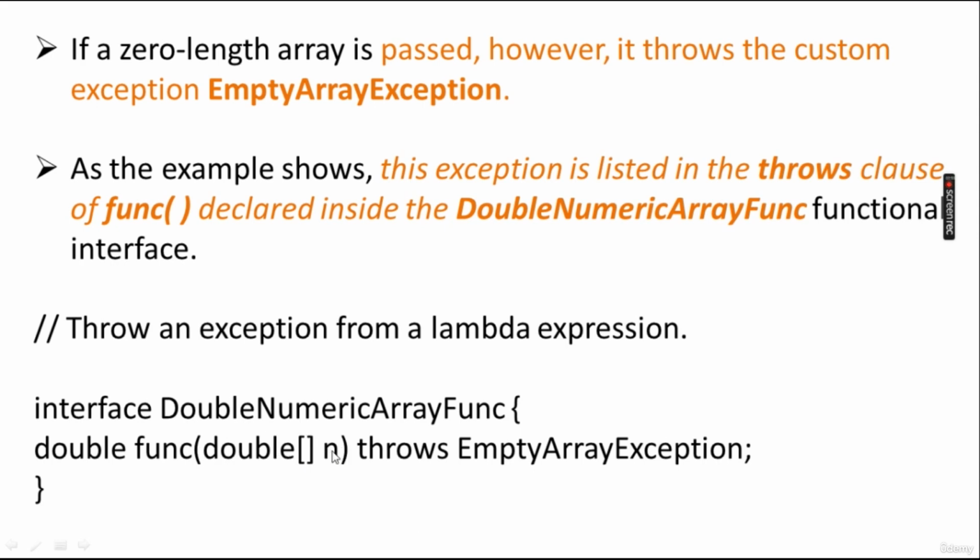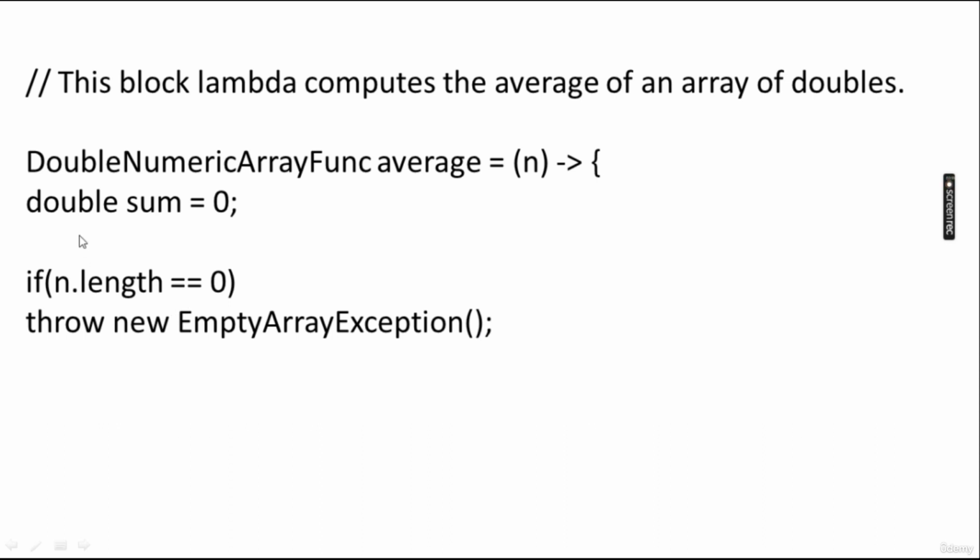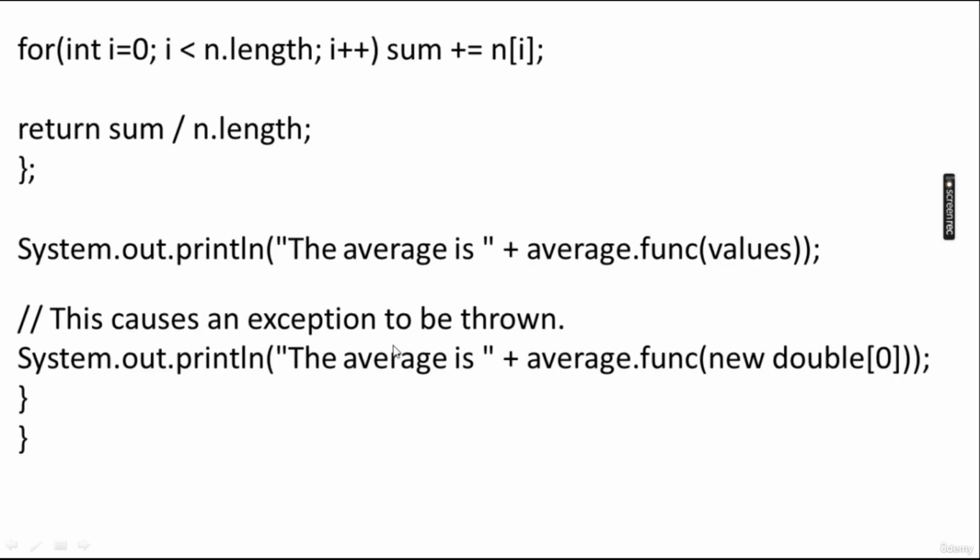Okay, empty array exception is a custom exception thrown by the function with double n. Here we will be passing an empty array so that it will throw empty array exception. Class empty array exception extends exception. Okay, and it will show array is empty. Now in the main function, it throws the empty array exception, with double values 1.0, 2.0, 3.0, 4.0. Okay, double numeric array function average n. Okay, so here we are passing the n, double sum is equal to 0. If n dot length is equal to 0, throw new empty array exception.